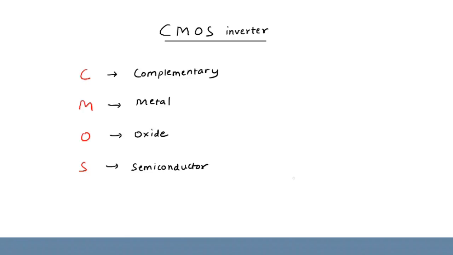In this video, we will understand the complete basics of the CMOS inverter. But first, what is the full form of CMOS? C stands for complementary, M stands for metal, O stands for oxide, and S stands for semiconductor. And also the term inverter, what is this?